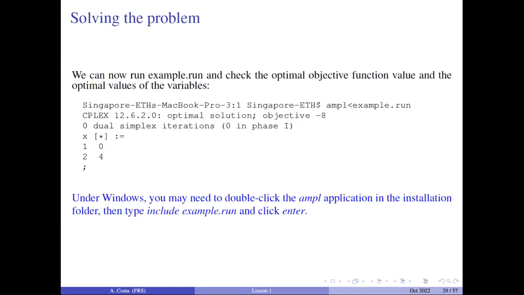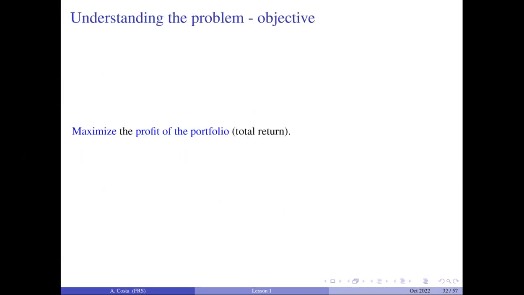If you are under Windows, what you need to do, you double click the Ample application. When you decompress Ample, there will be the Ample executable file. You double click, then you will have a small terminal, and then you write include, and then the name of the run file, and you click enter. So instead of writing Ample, this symbol, and run file, on Windows, you should write include, and then you click. Okay, so this is the main difference, but it should work.